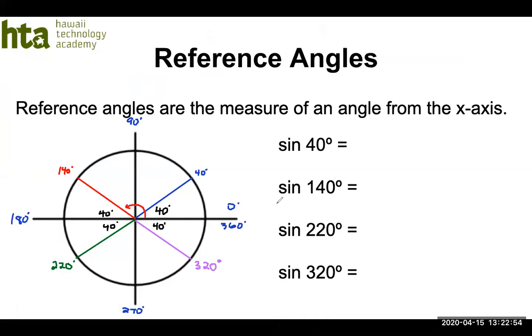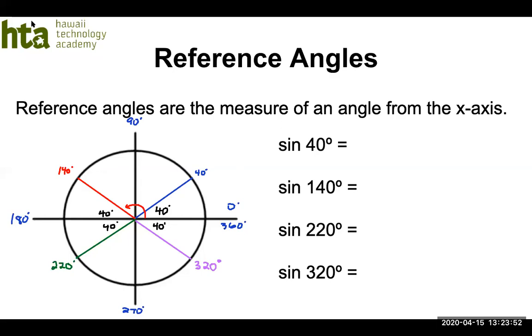So all of them have a reference angle of 40 degrees. Okay. All right, so again, the measure is how far is it away from the x-axis. That's the reference angle. So all of these angles, what they have in common, they're all 40-degree reference angles because they're all 40 degrees away from the x-axis.